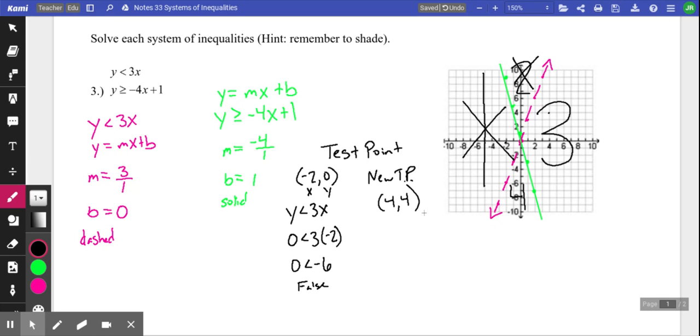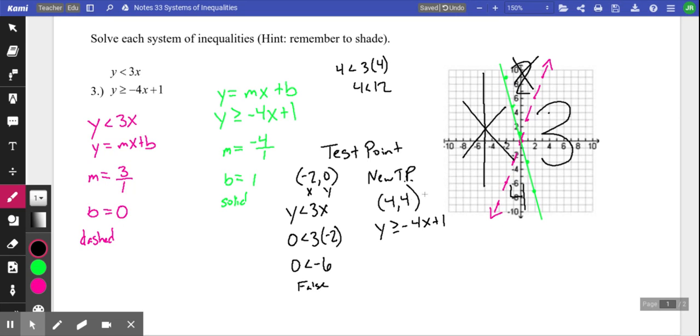Now I'm going to plug this into my second inequality, which is y is greater than or equal to negative 4x plus 1. If I plug it into the first one, I already know it's going to be true, because 4 is less than 3 times 4, 4 is less than 12. I already did a test point for that one and figured out that I needed to shade to the right of this dashed boundary line. So now I need to plug this into my second inequality to figure out, am I going to shade to the right of this solid line or to the left of it? Will it be in region 3 or region 4?